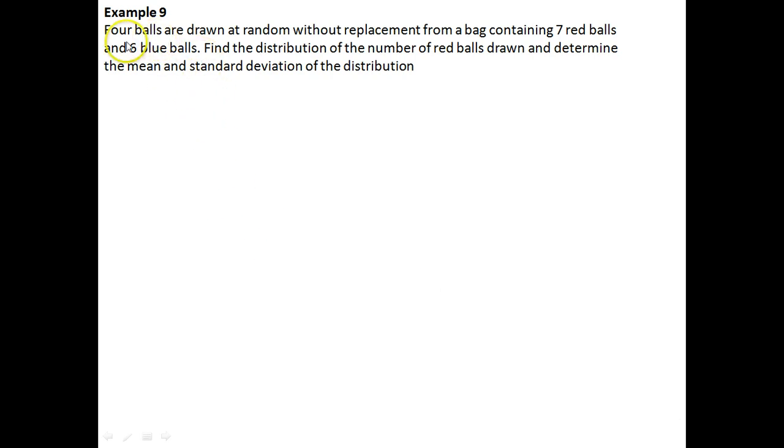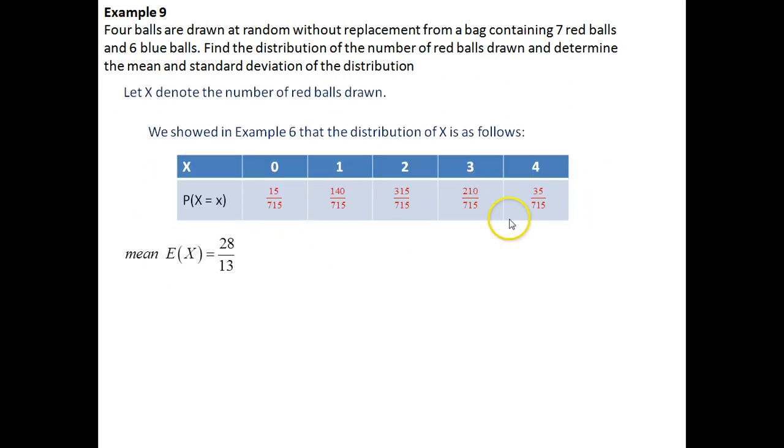Example 9, the 4 balls experiment again. Find the distribution of the number of red balls drawn and determine the mean and the standard deviation of the distribution. We've done the distribution, and we got the mean, the expected value, to be 28 over 13. So for the variance and the standard deviation, we need to work out E of X squared. So square each x and multiply by the various probabilities, and I get an answer of 70 over 13.